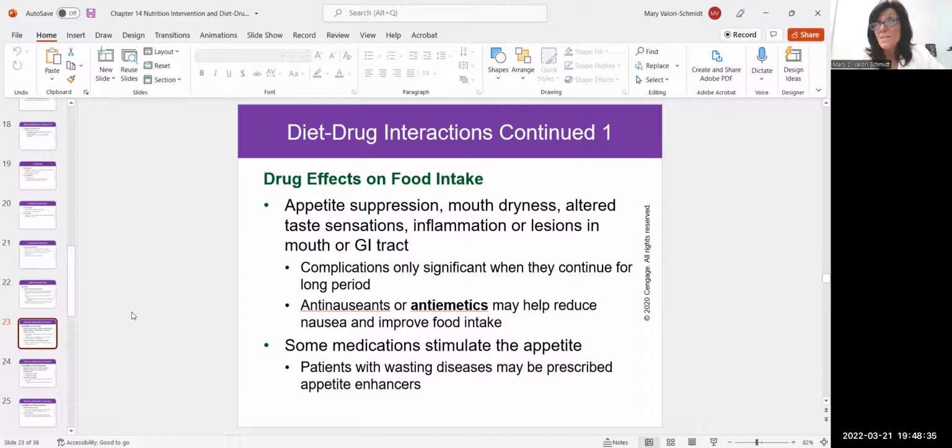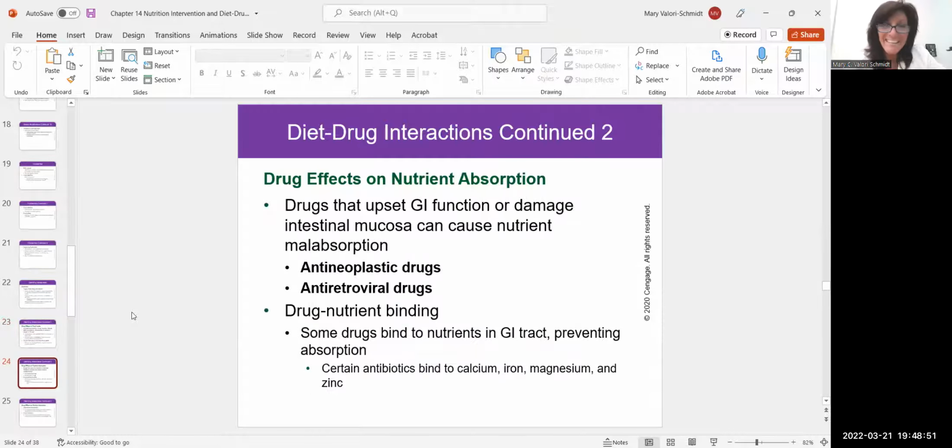Lots of drugs can cause xerostomia, which is a dry mouth. Sometimes they can inflame the mouth, stomatitis. Chemotherapy is a big one for that. Sometimes drugs can make you nauseous. We can give you another drug to make you not nauseous, called an antiemetic. There can also be damage to the GI tract by anti-neoplastic drugs, that's chemotherapeutic drugs, and also antiretroviral drugs. Those are the drugs that we use to treat HIV with a lot of success these days.